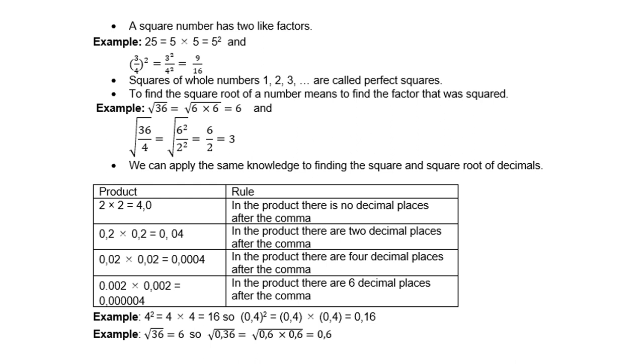Another example, 4 squared is 4 times 4, which is 16. So 0,4 squared is 0,4 times 0,4, which is 0,16. Take note, two decimals. The square root of 36 is 6. So the square root of 0,36 will be 0,6, because 0,6 times 0,6 is 0,36.